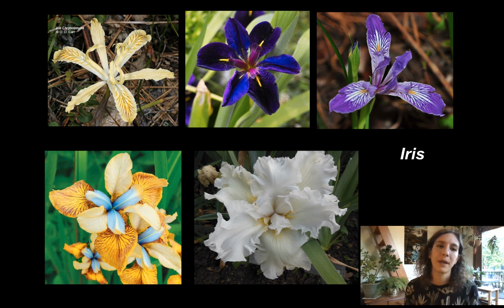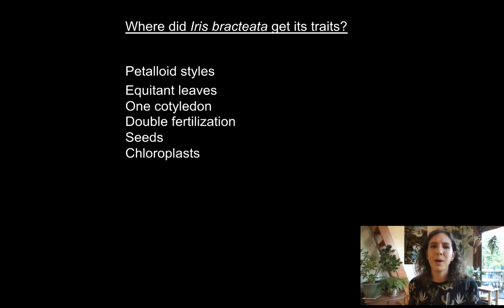There's so much more out there, and now you know how to learn about plants, and I hope you take it further. And when you ask your question about your favorite taxon, where did your plant get its traits from? Where did Iris bracteata get its petaloid styles from? Where did it get those equitant leaves from? What about the fact that it just has one cotyledon or double fertilization? What about just the simple fact that Iris has seeds and chloroplasts? Where did it get all these traits from?